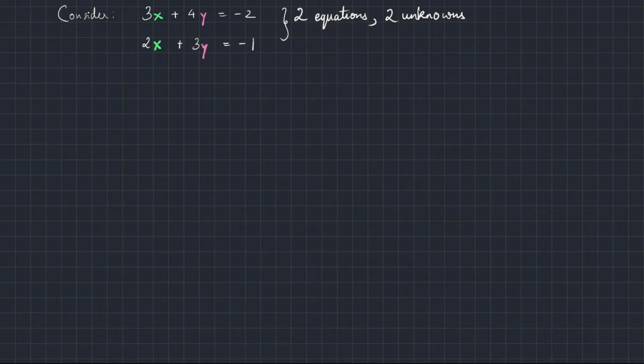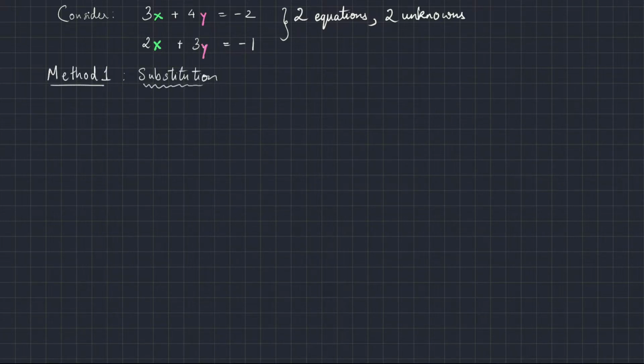Consider the following situation in which we have 2 equations and 2 unknowns. The 2 unknowns here are x and y, and this type of situation is called a linear system. There are 2 methods to solve a linear system like this: elimination and substitution. We're going to look at substitution first.